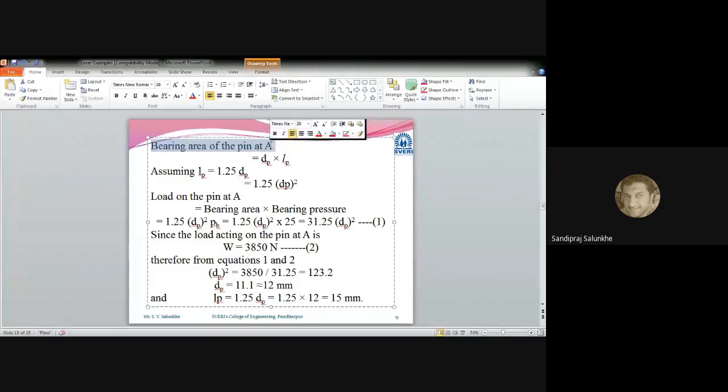As the bearing pressure intensity is given in this problem, we will consider that the failure of this pin is occurring due to the bearing stress, that is the crushing stress. Okay. And in that case, we will calculate first of all what will be the area which is undergoing this bearing pressure which is acting.